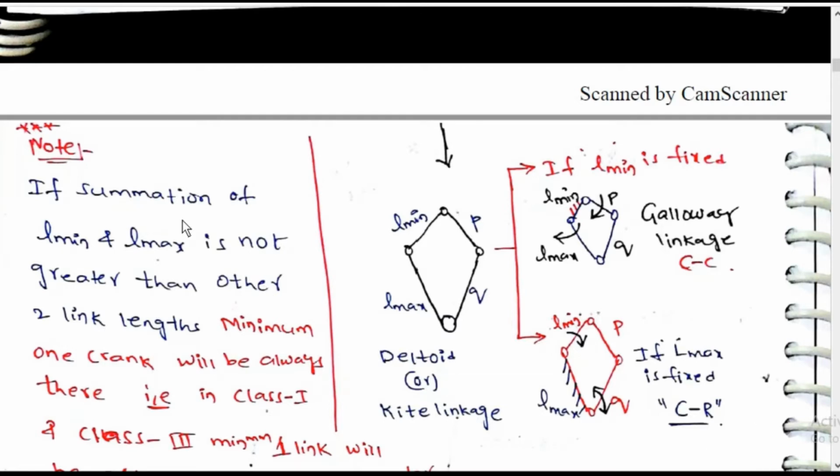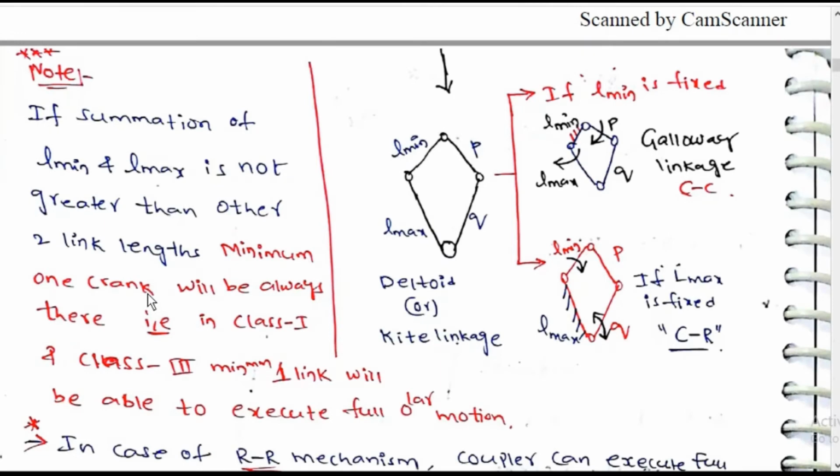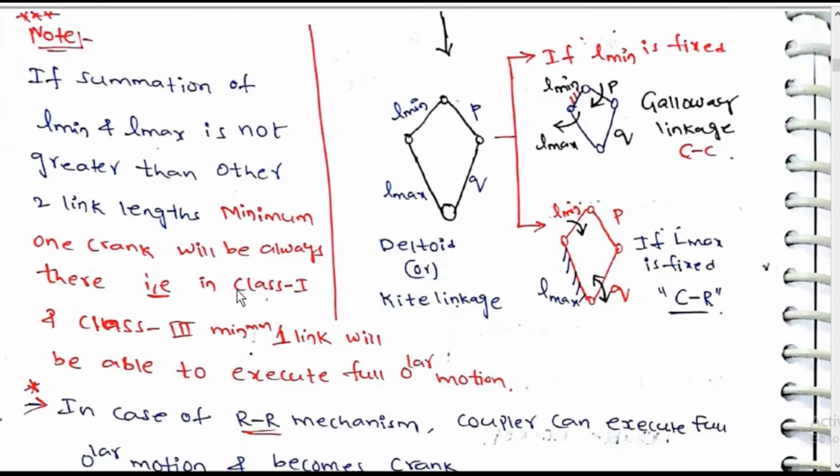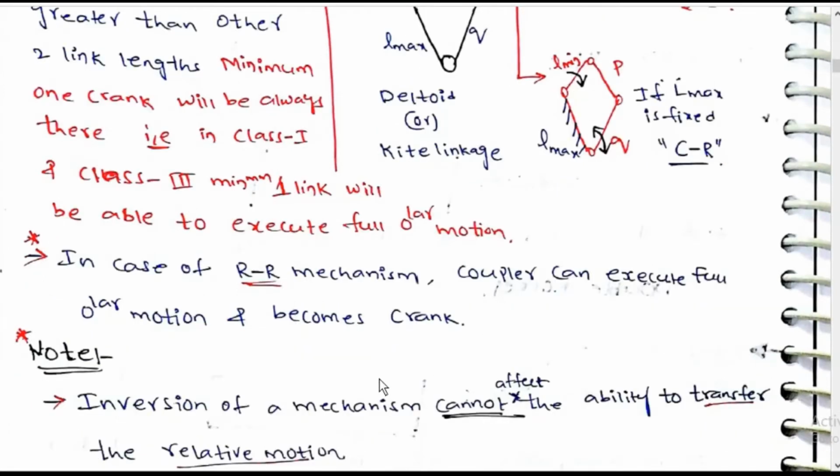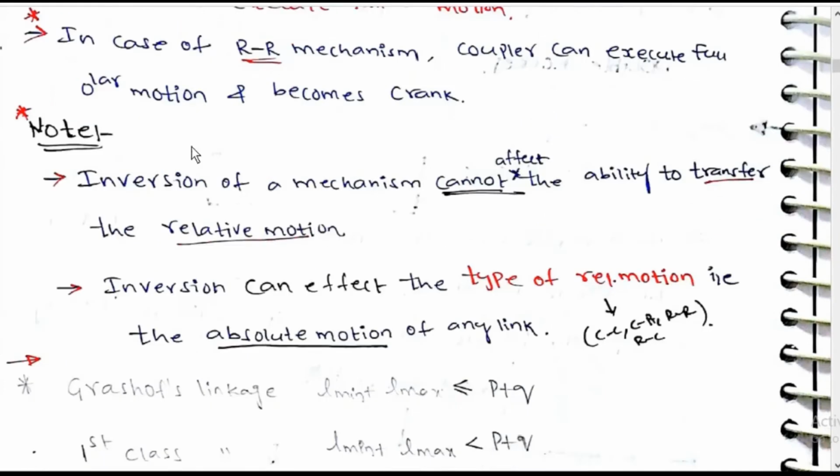If the summation of Lmin and Lmax is not greater than the other two links, a minimum of one crank will always be there. That is class 1 and class 3. Minimum one link will be able to execute full circular motion. In a rocker mechanism, the coupler will execute full circular motion and becomes a crank.